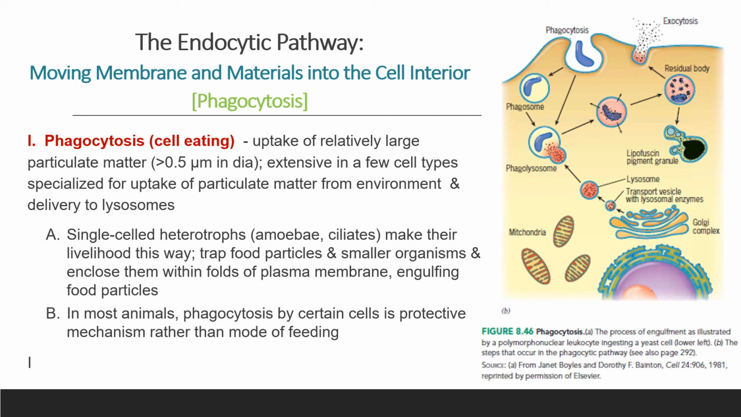So next, phagocytosis or the cell eating, uptake of relatively large particulate matter, more than 0.5 micrometers in diameter. It is extensive in a few cell types specialized for uptake of particulate matter from the environment and delivery to lysosomes. So single-celled heterotrophs like your amoebas and ciliates make their livelihood this way. They trap food particles and smaller organisms and enclose them within folds of plasma membrane, engulfing food particles. So in most animals, phagocytosis by certain cells is a protective mechanism rather than a mode of feeding. Okay?